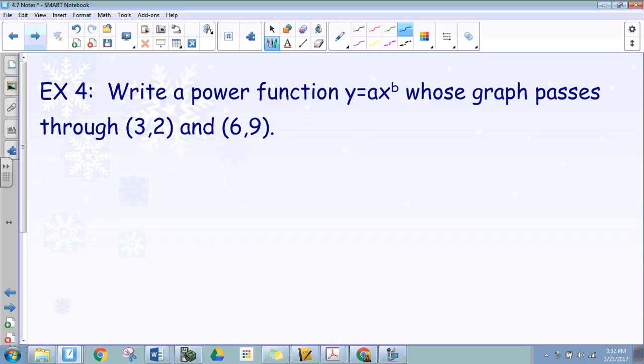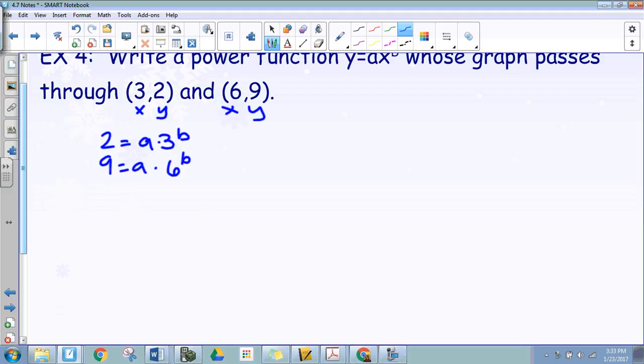So again, same thing, we're going to plug in our values for x and y. So we're going to have 2 equations: 2 equals a times 3 to the b, and 9 equals a times 6 to the b. So those are our 2 equations. Now again, we need to solve for one of the variables, a or b. Which one looks easier to solve for right away? To me, it looks like a is easier. So the first thing I'm going to do is solve for a.